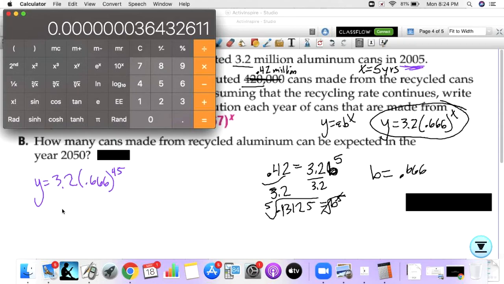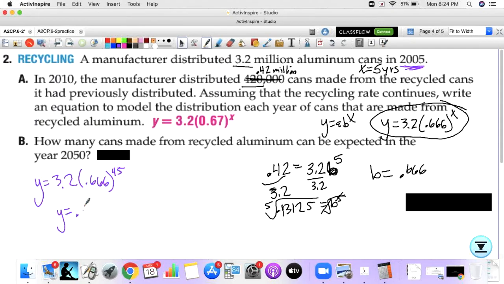So that means at that point, I'm only going to have 0.03 of a can. So essentially, 0 cans will be made of recycled material in the year 2050 if it continues at this exponential decay.